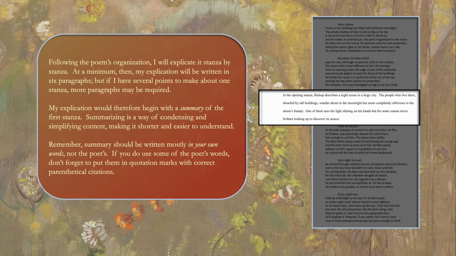I write, in the opening stanza, Bishop describes a night scene in a large city. The people who live there, dwarfed by tall buildings, wander about in the moonlight, but seem completely oblivious to the moon's beauty. One of them sees the light shining on his hands, but for some reason never bothers looking up to discover its source. That is my short summary of that stanza.